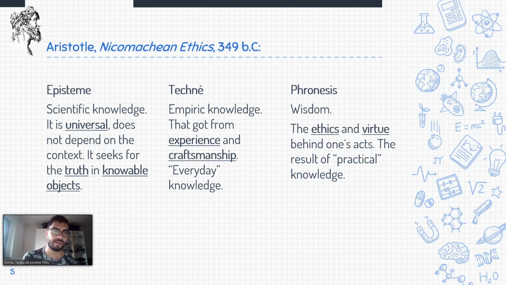And does not depend on the context. So it seeks for the truth, and then many philosophers later will discuss what truth is, but mainly it seeks for the truth in knowable objects. And knowable objects is important because it has to be something everybody knows. So you can't research unicorns because they're actually not there for you to research. So they're not knowable objects.